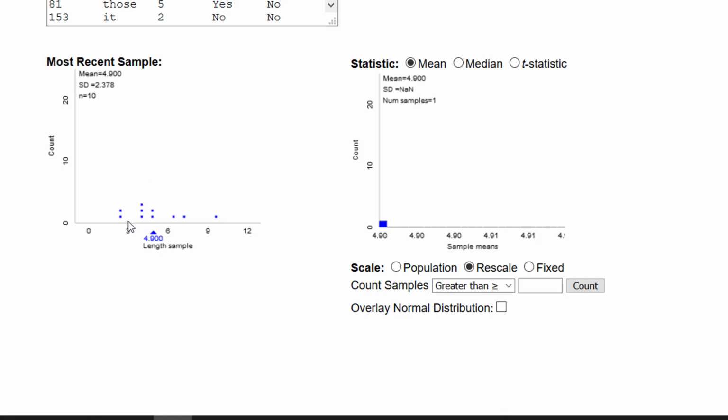And then underneath the graph, you'll see that it has a little blue triangle and the number 4.900. That is the X bar. It is the sample mean for this set of 10 words that it randomly picked. So on average of these 10 words that it randomly picked, the word length was 4.9 letters long. It then comes over here to the right side and it makes a little square at the 4.9 to indicate the sample mean was 4.9.